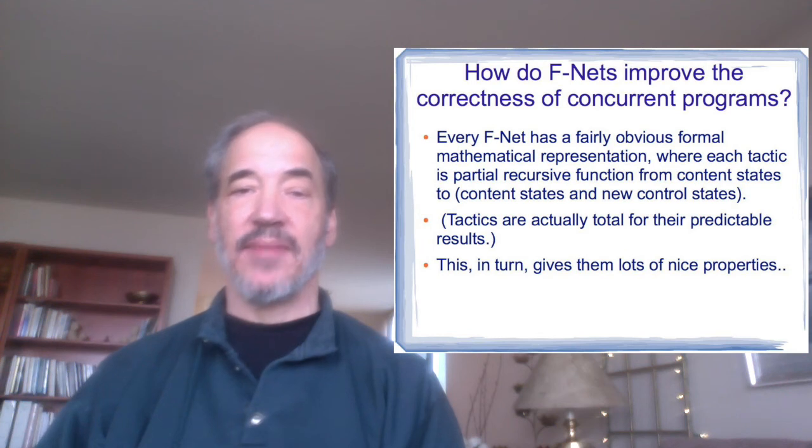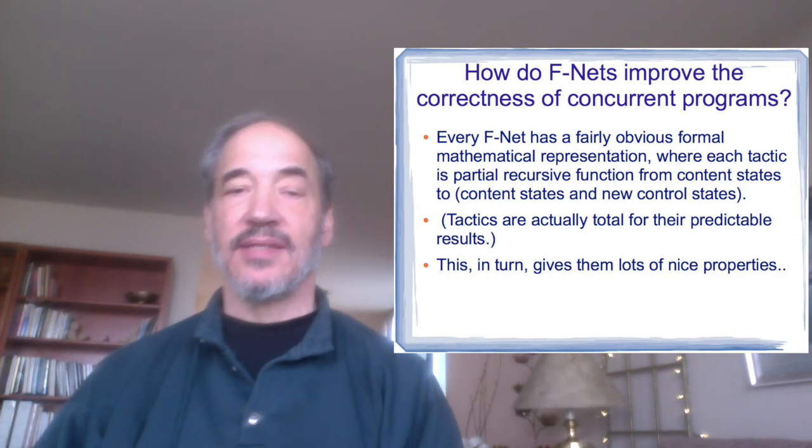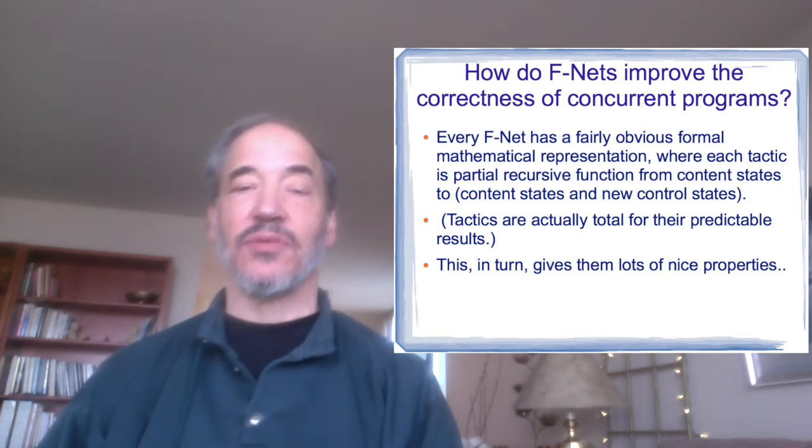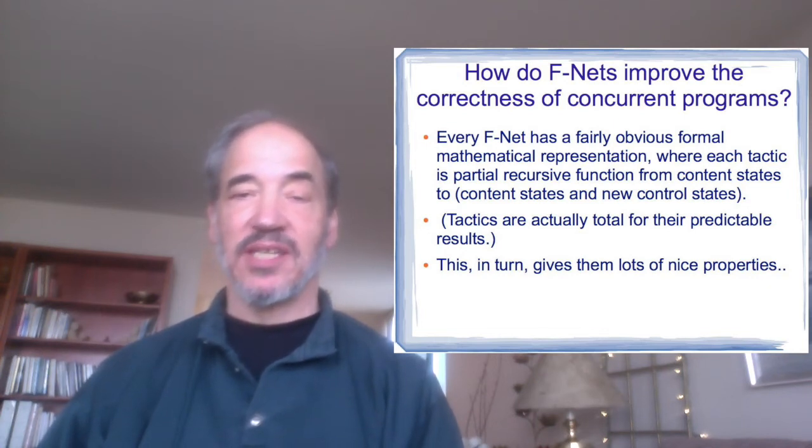So how do FNets improve the correctness of concurrent programs? Well, for one thing, as we said initially, communications in other programs are not obvious. They're not a single thing, but here they are. Here, the communications are those arrowheads and those resources. Every FNet has a fairly obvious formal mathematical representation where each tactic is a partial recursive function from the content states of its observable resources to the new content states for its replaceable resources and the new control states for all of its resources. And that can just be expressed as a function.